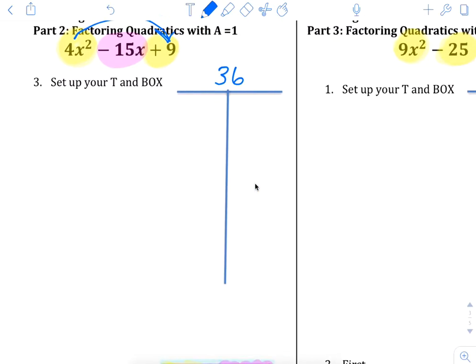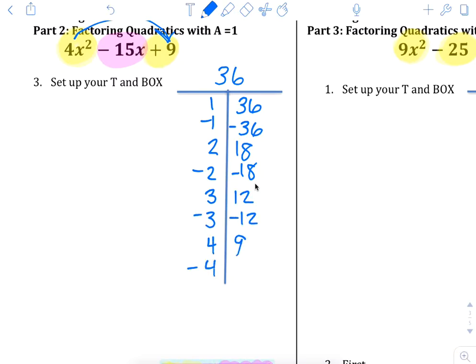I'm going to list out all my numbers. There are a lot for this problem, so stay with me. 1 and 36, it's positive, so they're the same. Negative 1, negative 36. 2 and 18, negative 2, negative 18. There's a lot more. Keep staying with me. 3 and 12, negative 3, negative 12. 4 and 9, negative 4, negative 9. We've still got some numbers to check. So does 5 go into 36? Nope, but 6 does. 6 and 6, or negative 6, negative 6.